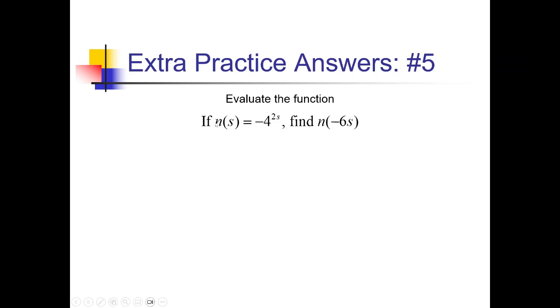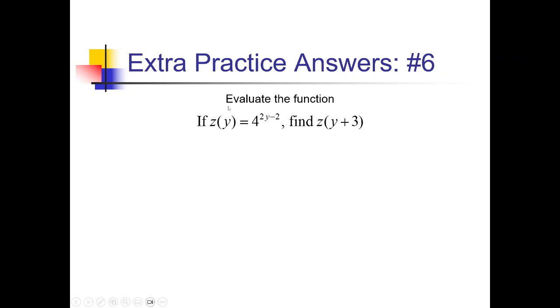Next up, we have the n function into which we're plugging this negative 6s expression. So I'll replace the s here with negative 4 to the 2 times negative 6s. And 2 times negative 6s, that's going to be negative 12s in exponent land. And there isn't really much more we can do here. I mean, I suppose we could make this a positive exponent, but there isn't really any need. So we're just going to call this one done.